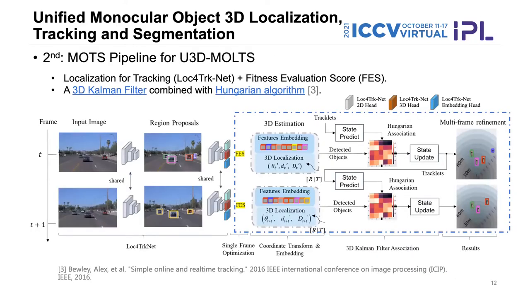After we get the 3D estimation from the Log4 TrackNet and go through the optimization modules, the accurate localization results, as well as the discriminative features, are sent into an online 3D Kalman filter to perform multi-object tracking with the help of the Hungarian algorithm. In order to make the whole system online, the unassigned detected targets are further associated with short-term lost tracklets. The tracklets that are missing for longer than a predefined threshold are considered terminated, to ease the computational burden.